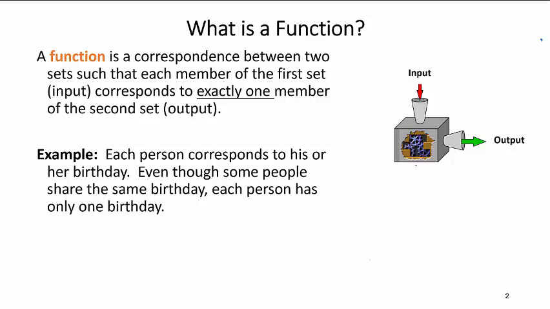A function is a correspondence between two sets such that each member of the first set, which we typically call the input, corresponds to exactly one member of the second set, which we commonly call the output. Thinking about a correspondence between two sets, in mathematics we often think of a function as a rule that consistently turns one number into another. We don't have to be dealing with just numbers.